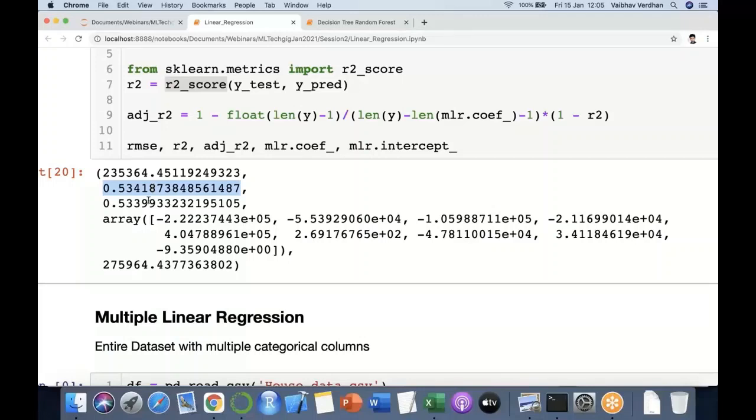R square, adjusted R square, just have a look over here. Adjusted R square is slightly less than the R square, like the concept we discussed on the adjusted R square. It penalizes your model more. So adjusted R square is again 53%, not a very healthy model over here.